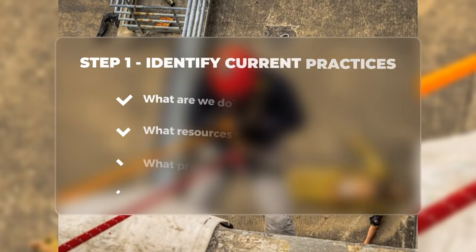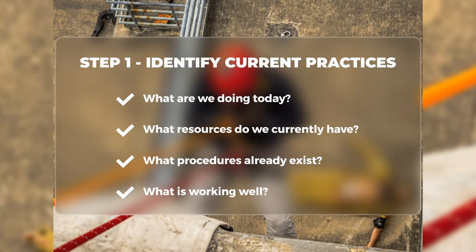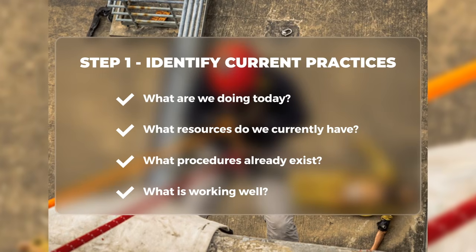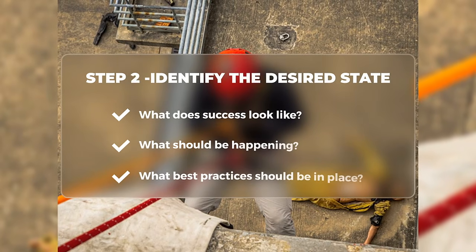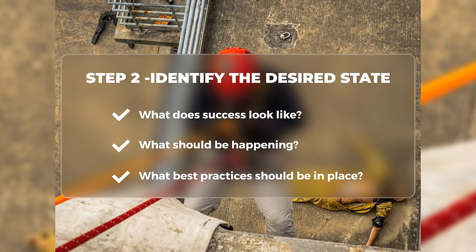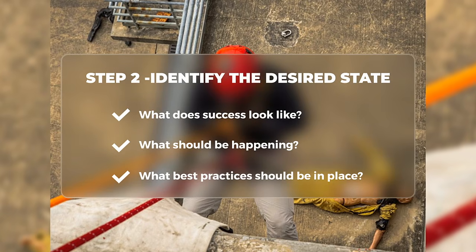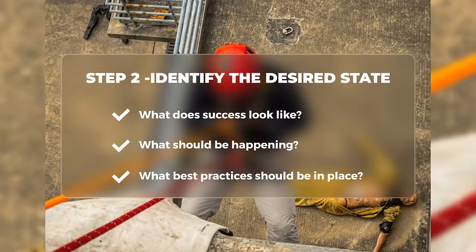Step 1. Identify current practices. Ask, what are we doing today? What resources do we currently have? What procedures already exist? What is working well? Step 2. Identify the desired state. Ask, what does success look like? What should be happening? What best practices should be in place?